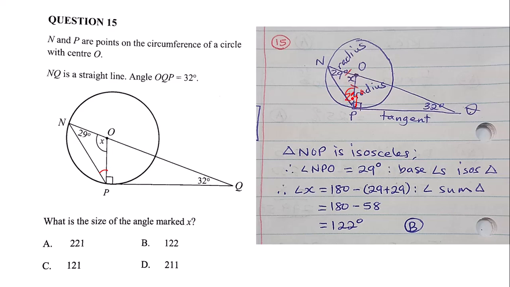Alright, and now we can use this smaller triangle NOP to find angle X right here. And so angle X is 180 minus (29 plus 29). Why? Because in a triangle, the angle sum is 180. So 180 minus 58, which comes from 29 plus 29, gives us 122. So the answer is B, right here.